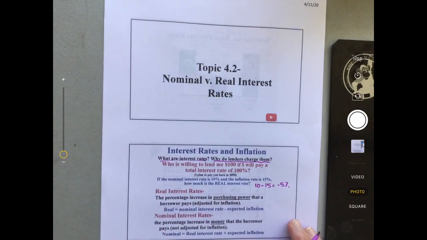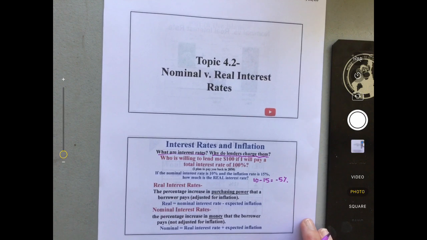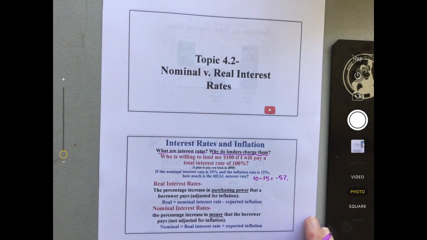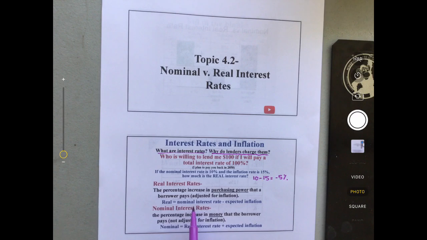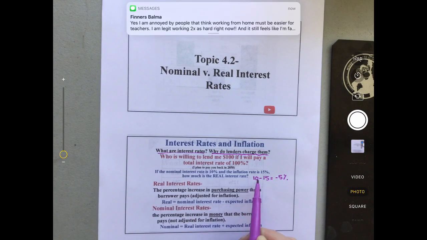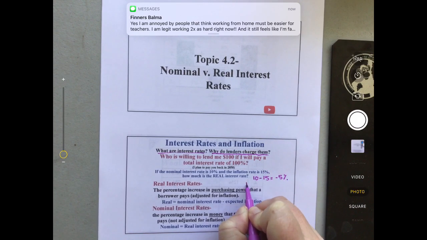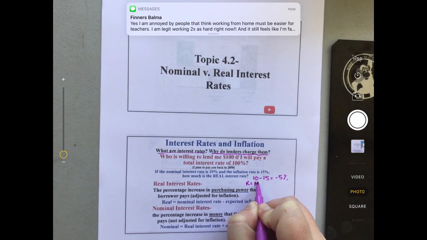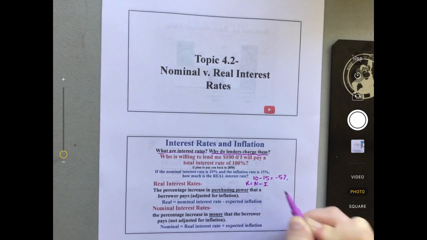All right, we have two formulas. We have the real interest rate. This is the percentage increase in purchasing power that a borrower pays. It is adjusted for inflation. So essentially the real interest rate is the nominal minus expected inflation. That's what we just did here. We did that the real interest rate equals nominal minus inflation.